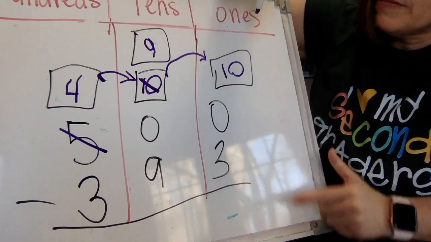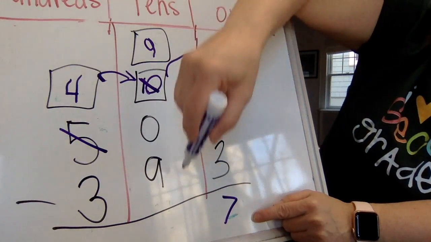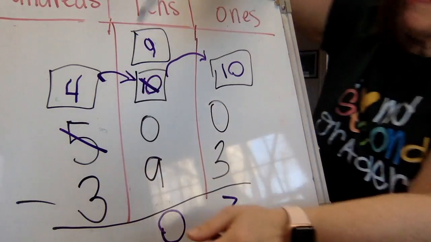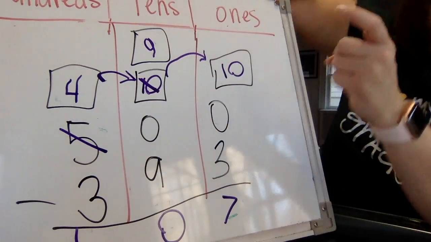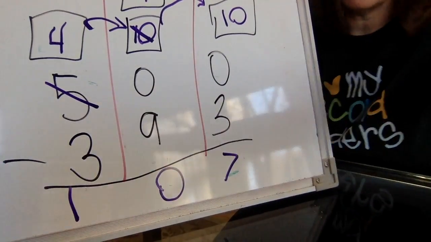10 minus 3 is 7. 9 minus 9 is 0. And 4 minus 3 is 1, making the answer 107. And remember, it's not 1-0-7 as a word, it's just 107.